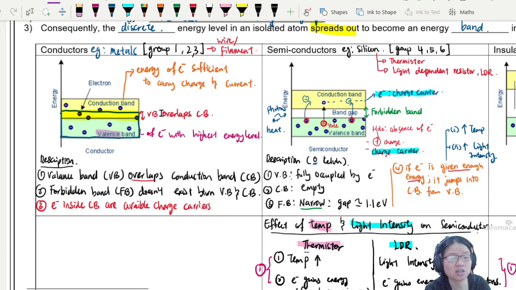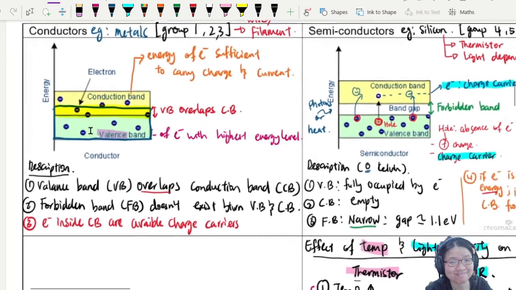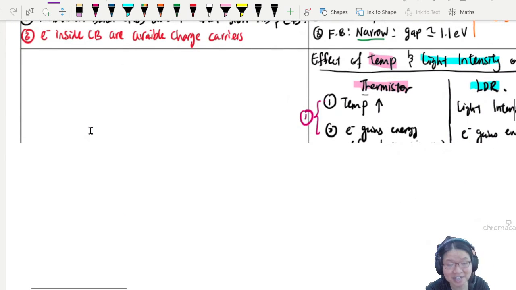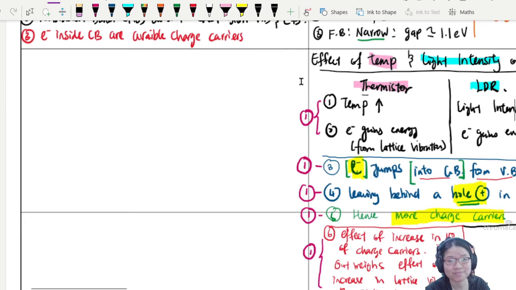Unfortunately, the charge carriers already exist. The valence band already overlaps. There's no jumping necessary. So your resistance will increase. Okay, if you remember from your chapter 19, your IV characteristic, the resistance of a filament lamp will increase with temperature. Okay, so now we're going to compare this by writing the effect of temperature on the resistance of metal.